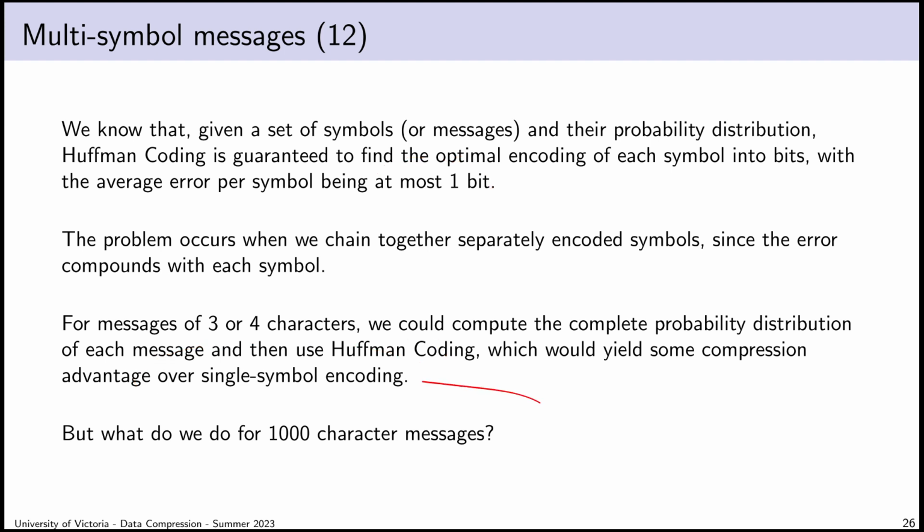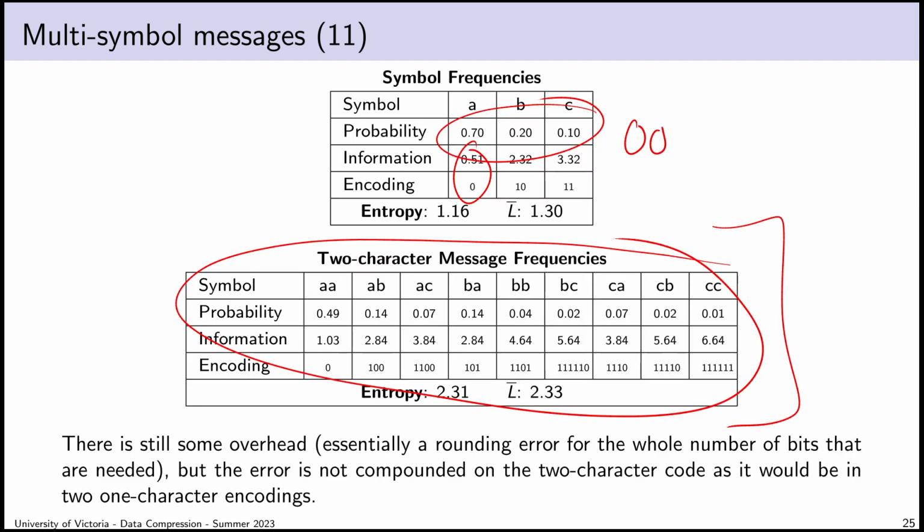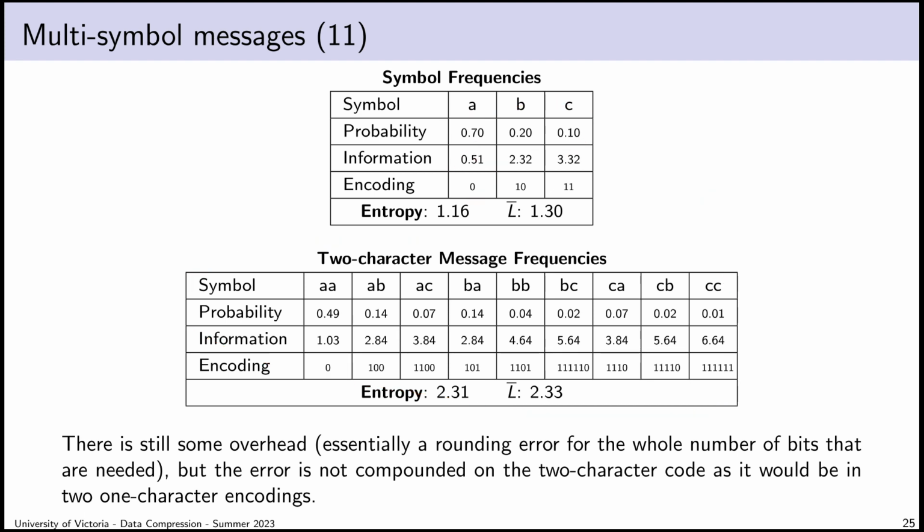The problem is I can't do that for 1,000-character messages. Like what I've just described, generating a table of every possible message, figuring out its probability, then applying Huffman coding to the entire thing, that might work for 2-character messages, but it will not work for 1,000-character messages. If I have this distribution, the number of 1,000-character messages is this number.